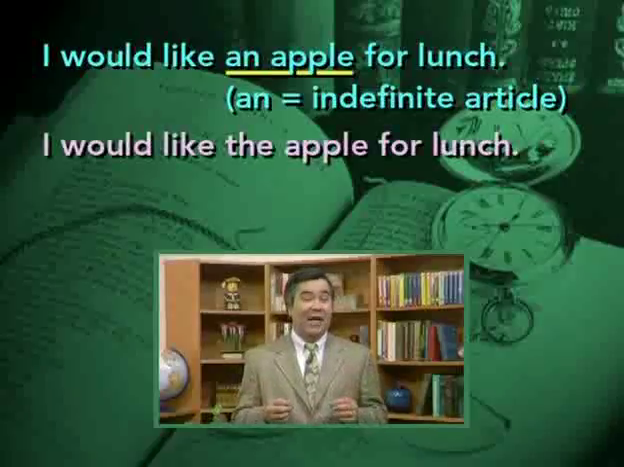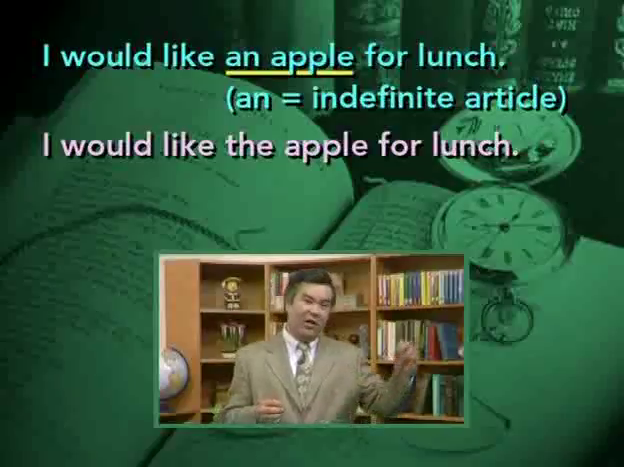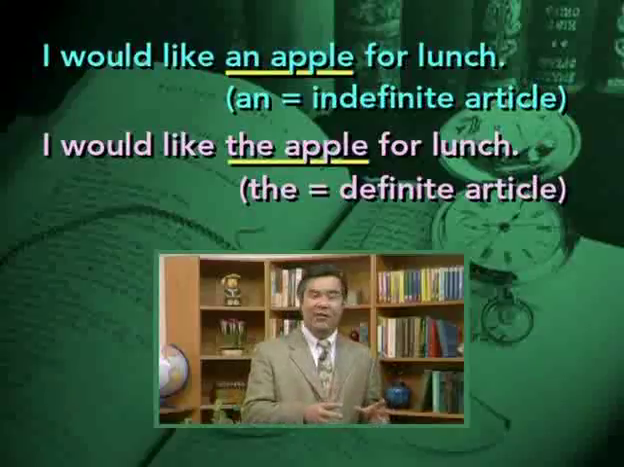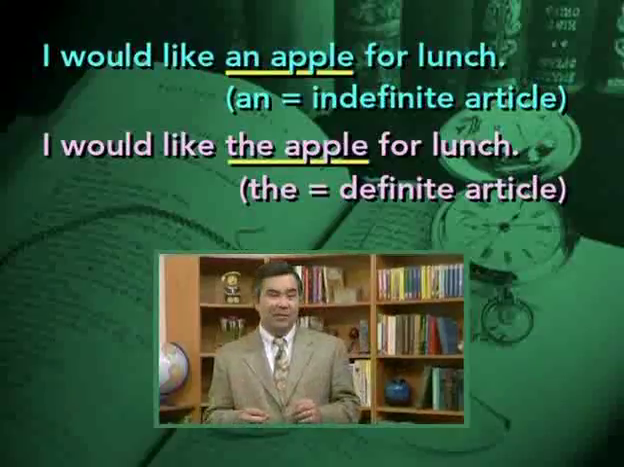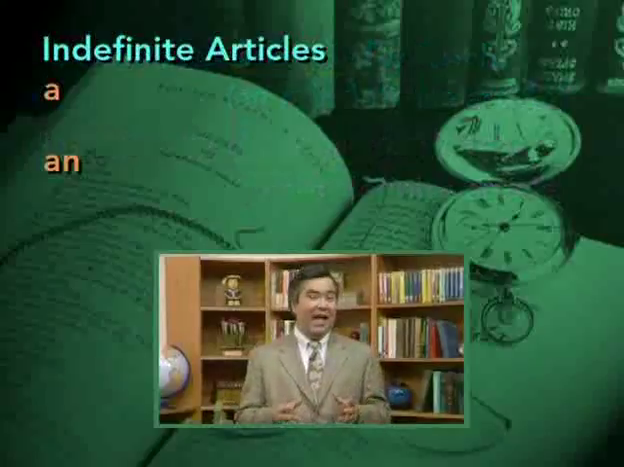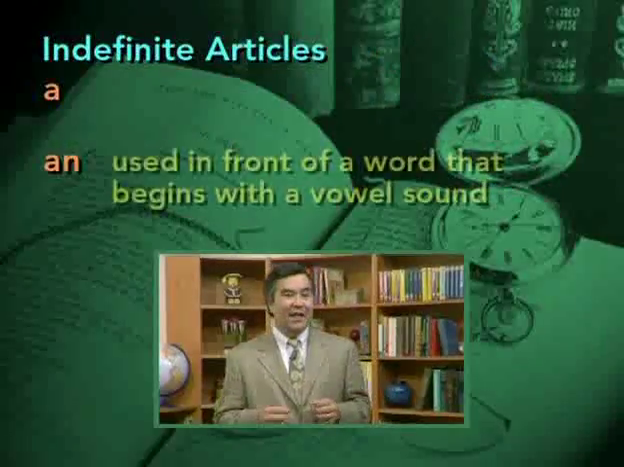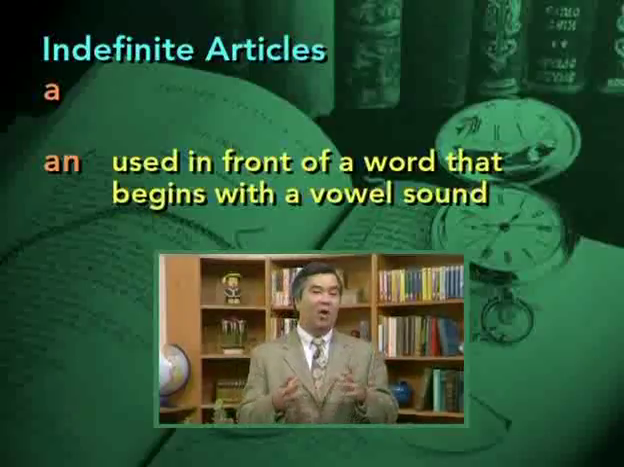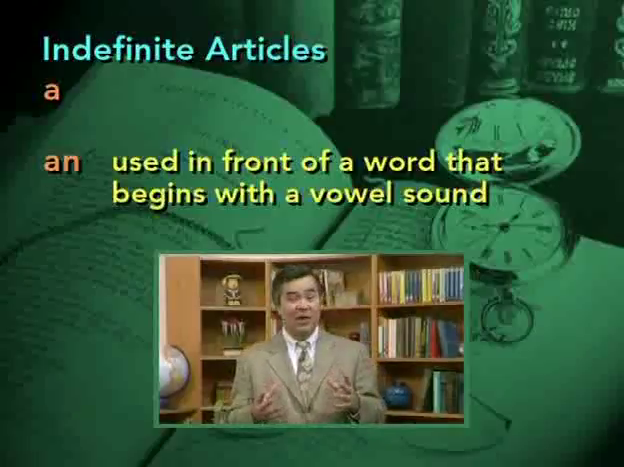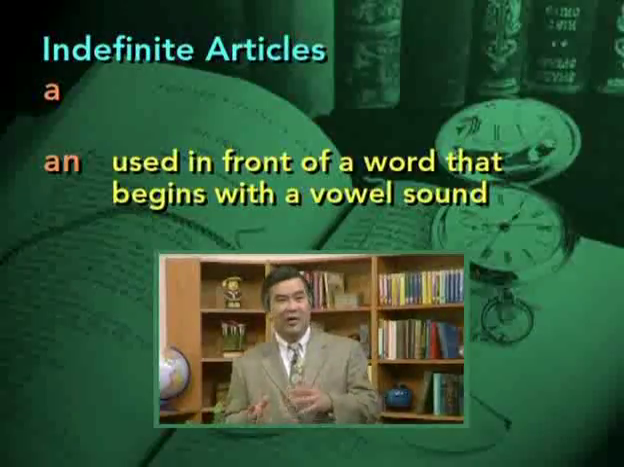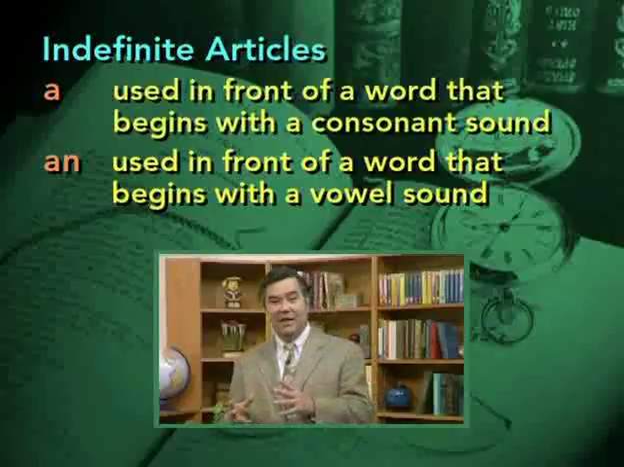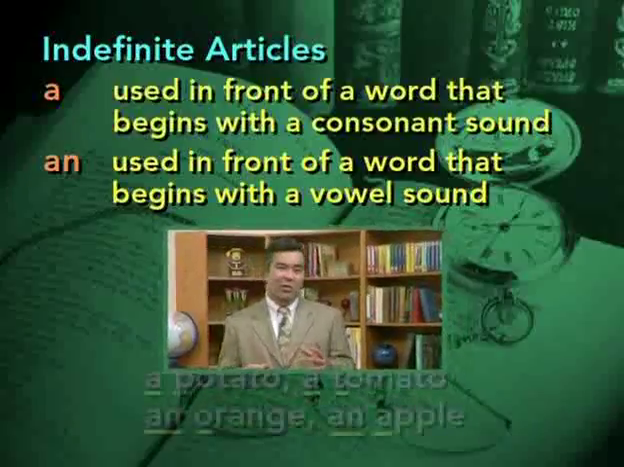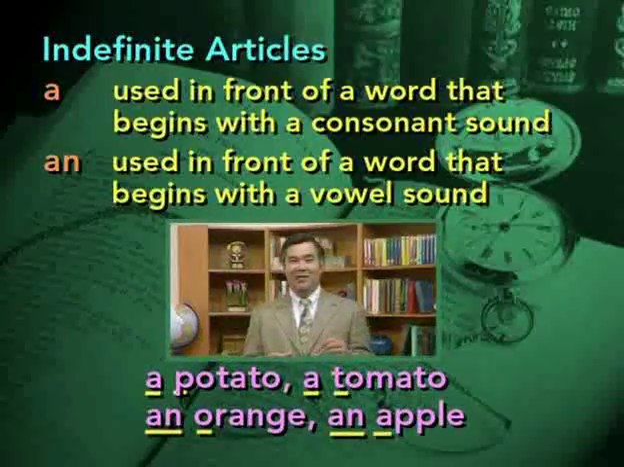If I say, I would like the apple for lunch, I'm referring to the one apple that I see on the counter in front of me right now. So that's the difference between an indefinite article and a definite article. The only difference between a and an, which are both indefinite articles, is that an is used in front of a word that begins with a vowel sound, an open sound like apple or orange. The article a is used before a noun that begins with a consonant sound, a closed sound like potato or tomato. So you'd refer to a potato, a tomato, an orange, an apple.